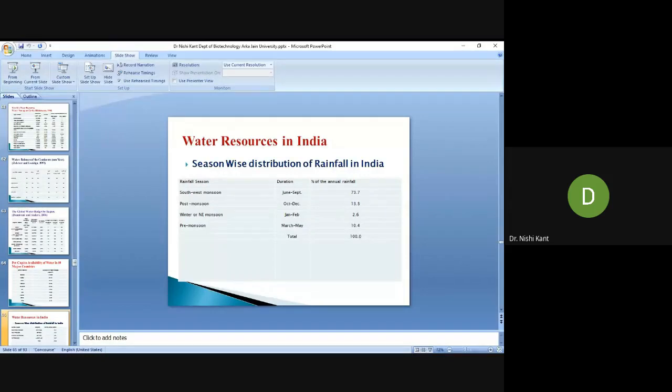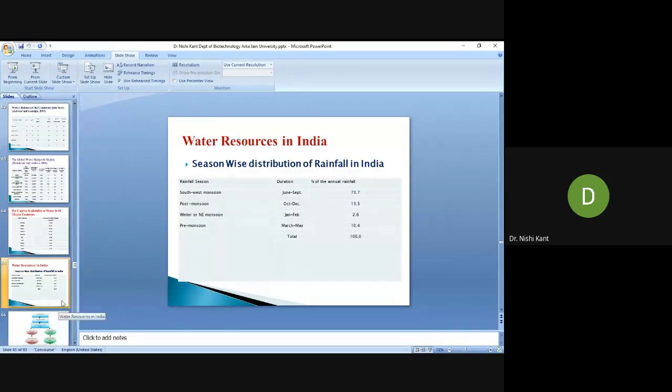As a result, there is a flood in many parts of the country during the June-September period. The same region might experience acute water scarcity during the January-May period. So the annual yield of rainfall is estimated at about 4,000 billion cubic meters.